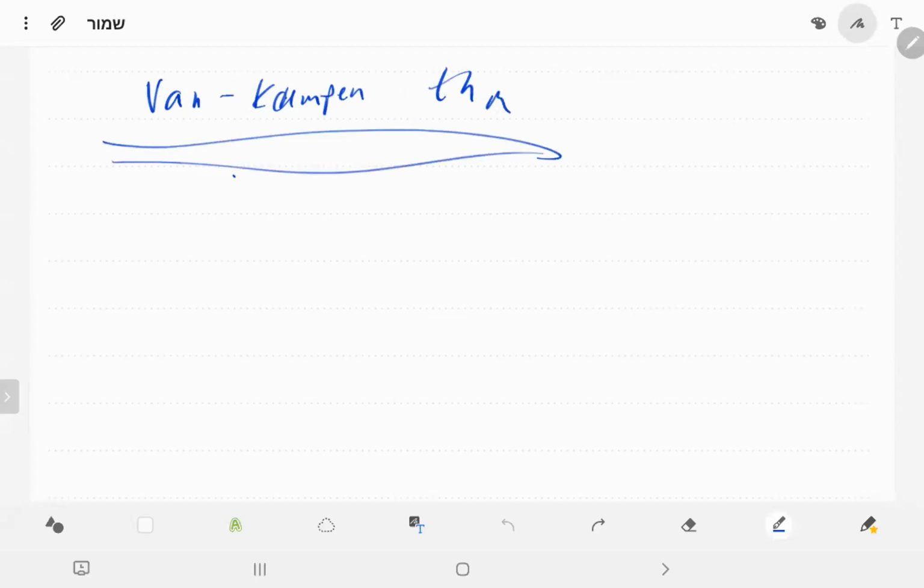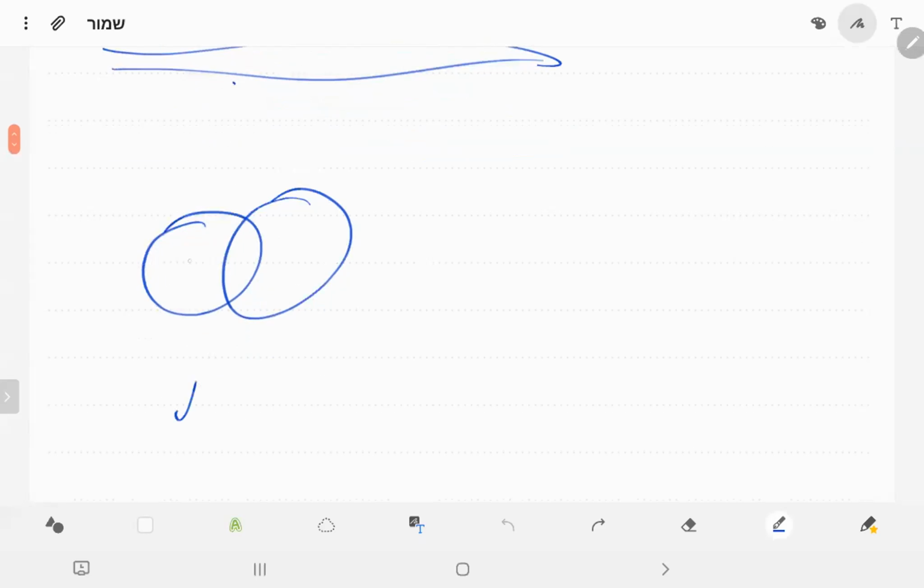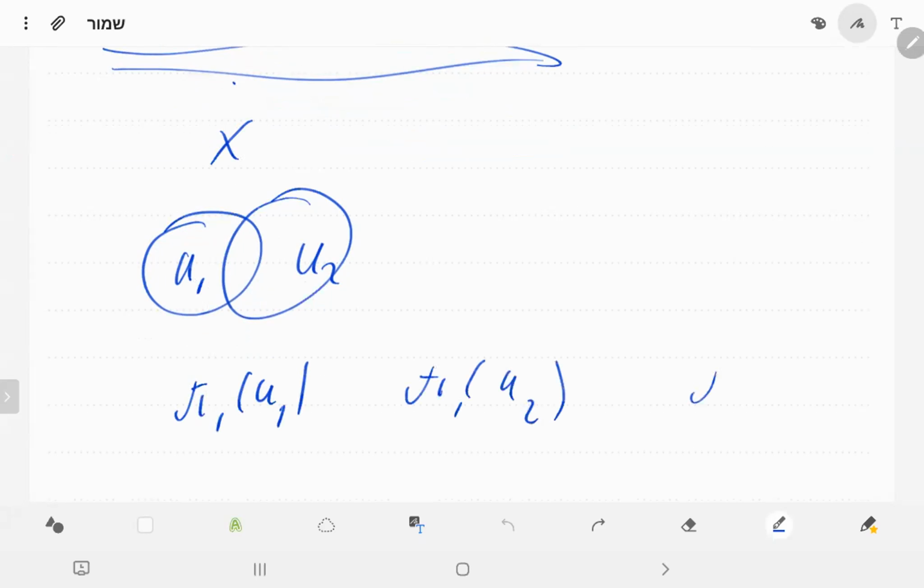Does anybody need me to recall the formulation of the Van Kampen theorem? No. So everybody knows what it is about, yes? I will still recall it on some level. Okay, so we have two open sets, U1 and U2, and their union is X, and we know pi1 of U1, pi1 of U2, and pi1 of the intersection of U1 and U2, and we want to compute pi1 of X.